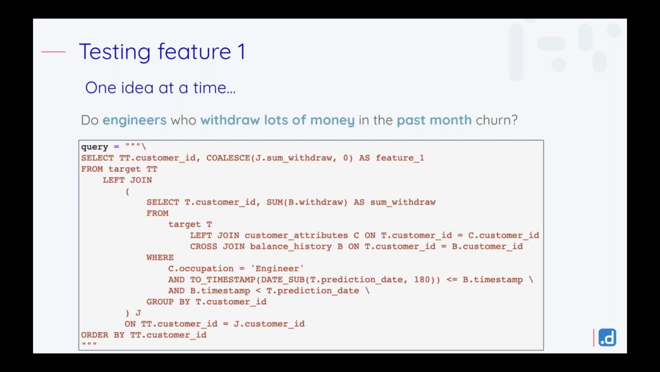There are fairly complex joins, a left join, a cross join, and a lot of nuance in the SQL as well. But the point is, if you have only one idea, like in this case, do engineers who withdraw a lot of money in the past months churn? If you have only one idea, it's okay. We can build this SQL and then we can evaluate it, we can test it. But given the data we are looking at, we've got to have more than one idea.